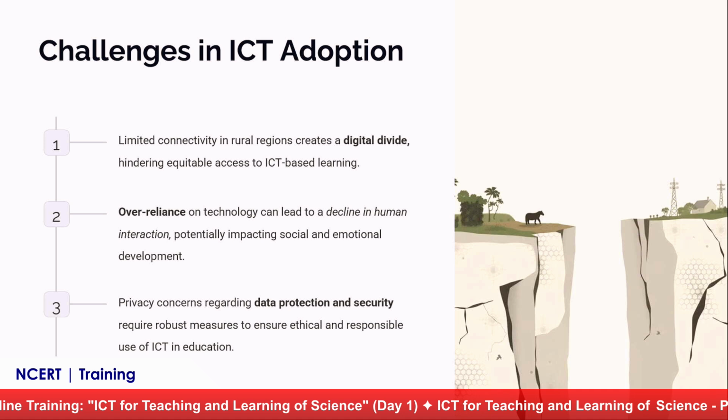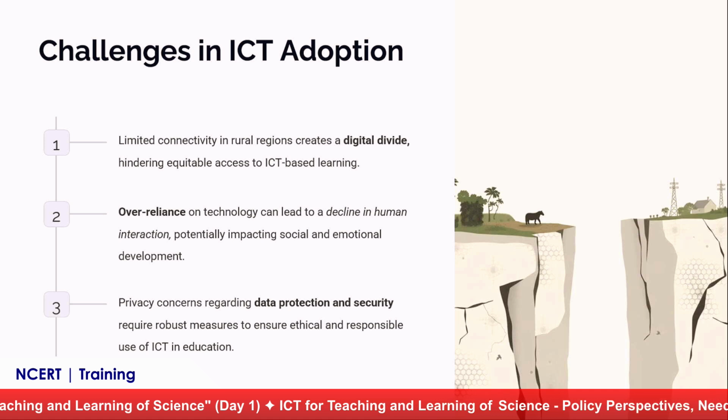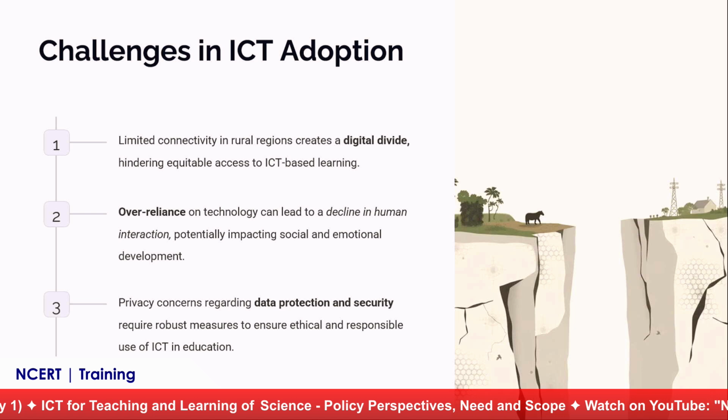Then there is over reliance on the technology. Now in some places there is also over reliance. You must have heard about ICT adoption. Even in my science subject, people are just putting questions into ChatGPT and getting answers. So this is called over reliance. This should also not be a decline. So there should be a proper balance.